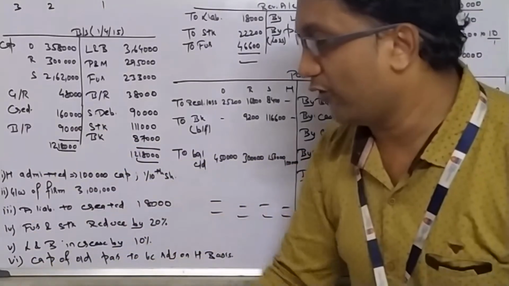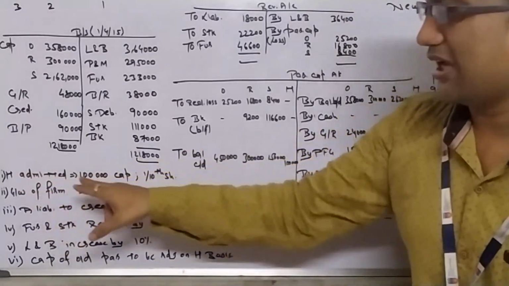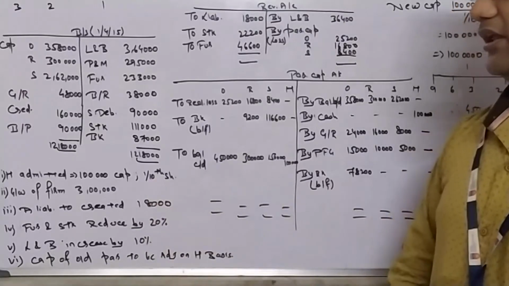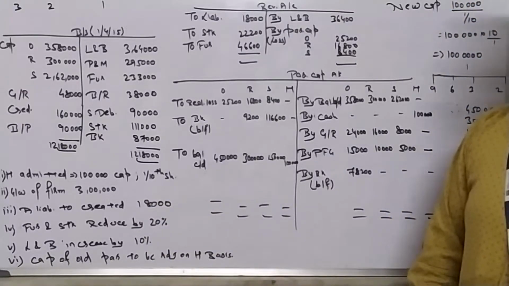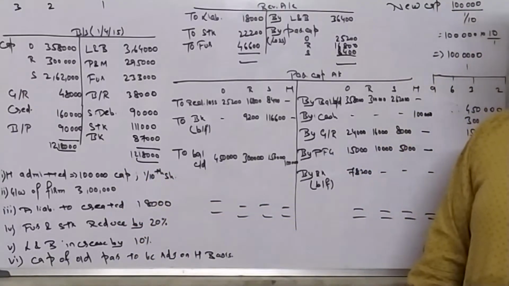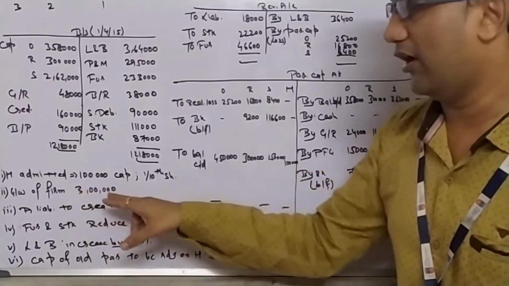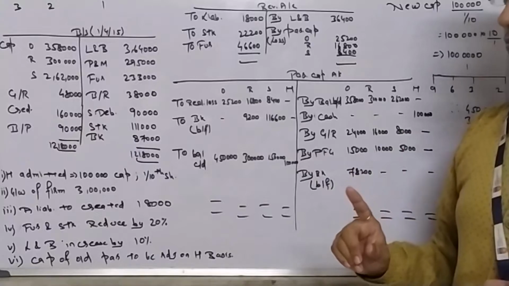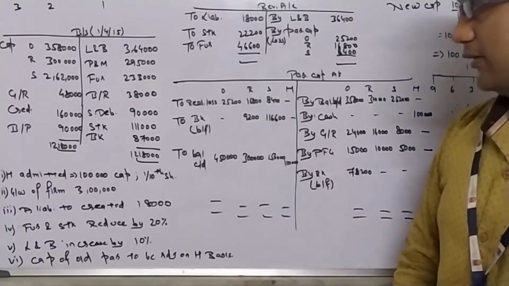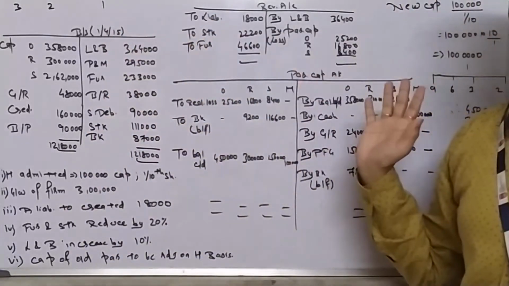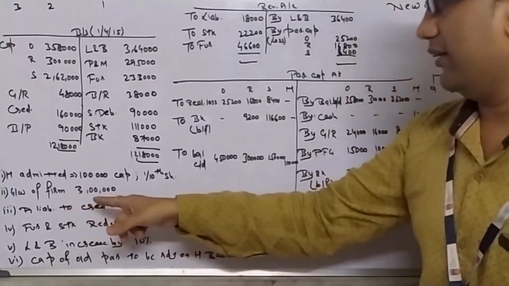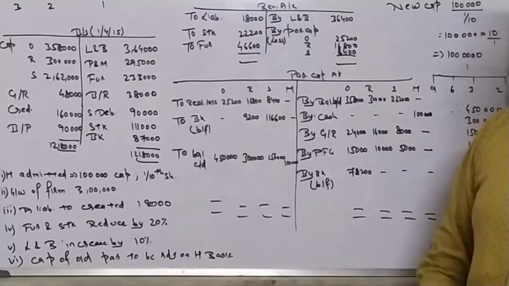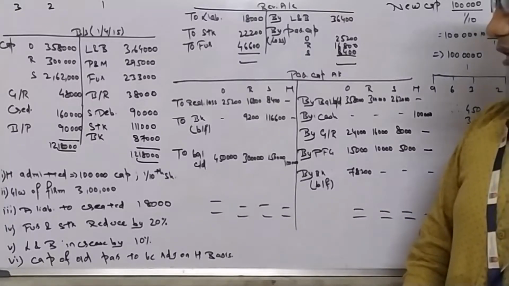They have given you the following for adjustment. Mr. H has been admitted for 1 lakh capital for 1/10 share. Goodwill of the firm is 3 lakh. There is no old goodwill in the balance sheet. A new liability is to be created for rupees 18,000.